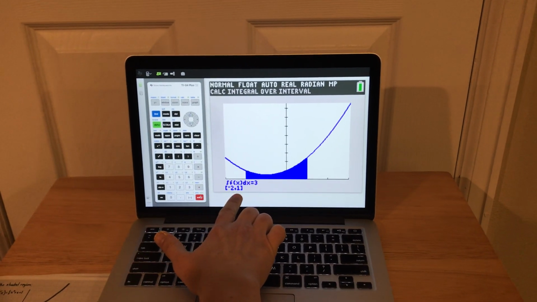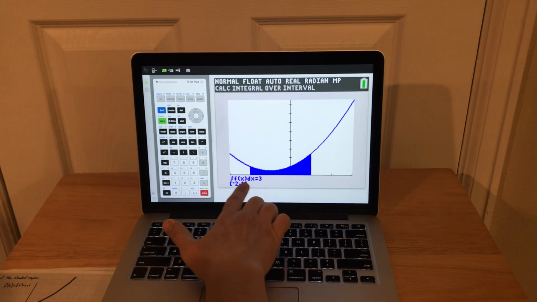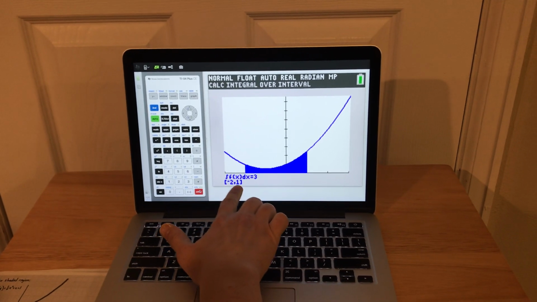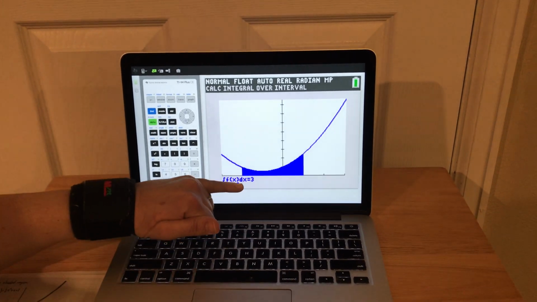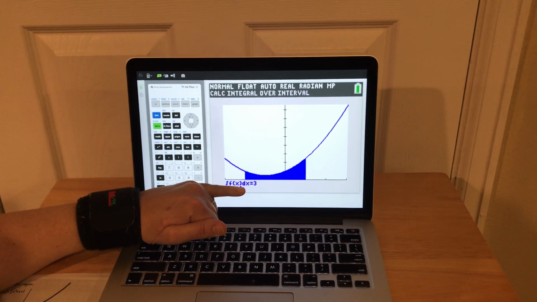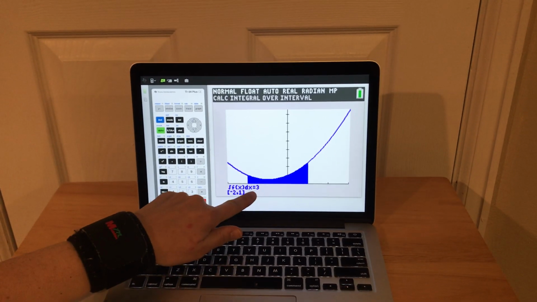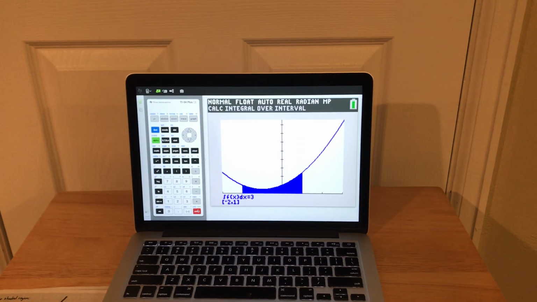Now, my regular graphing calculator is a little bit older. It doesn't have that bound in there, the -2 up to 1. It just tells me the integral of f of x dx equals 3. But nonetheless, it gave us the same answer that we came up with by hand.